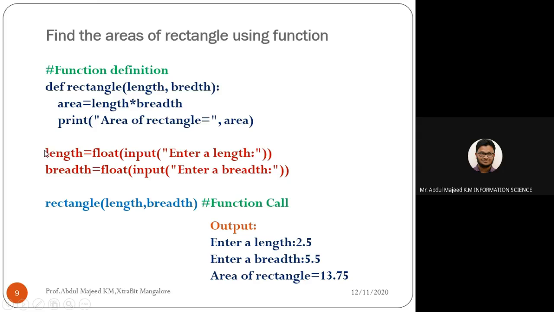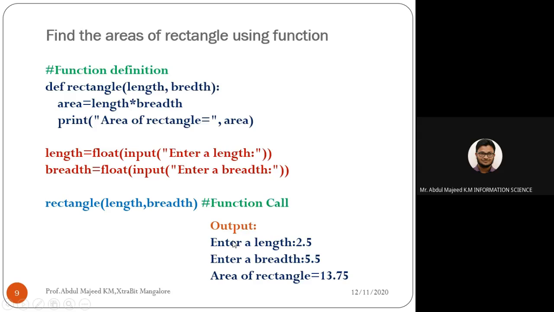Now outside the function we can take two variables, length and breadth. We can ask the value from the user. So the user can enter the value of length and breadth. Then after getting the values of length and breadth, we can call the function by using the function name rectangle with the values length and breadth. Remember, length will be copied to length, breadth will be copied to breadth.